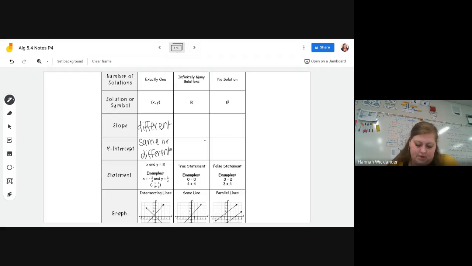So examples are x equals -1 and y equals 1/2. A coordinate pair is our answer. And then I kind of had to cut it off, but you can see here they intersect at one point.